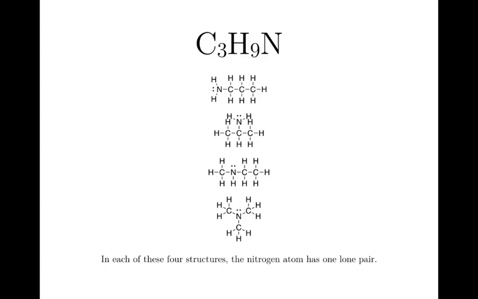Now C3H9N, there are 4 different constitutional isomers with this formula. As you can see, if you drew all of these 4, then you got them right. And as well, we found out that in each of these 4 structures, the nitrogen atom has only 1 lone pair, or 2 lone pair electrons. So this is the answer for this question.